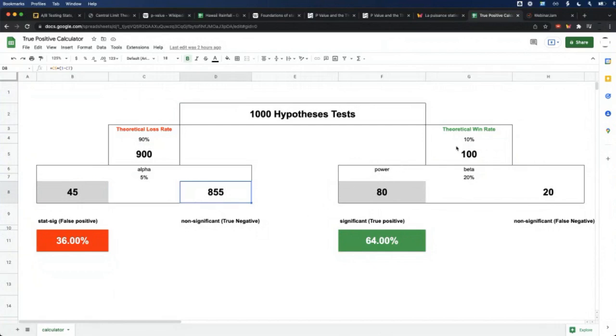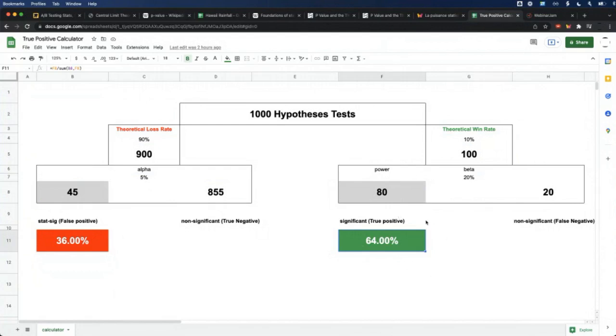And here you launched about 100 of them, out of which 80 actually meet the power requirement. That is your true positive, and you compute the actual percentage of winners that you launched, or true positive rate. By keeping these thresholds of alpha 5% and beta 20%, you actually reach 64%. So in reality, you might only launch 64% true positives.